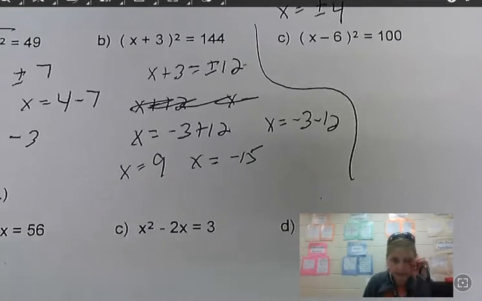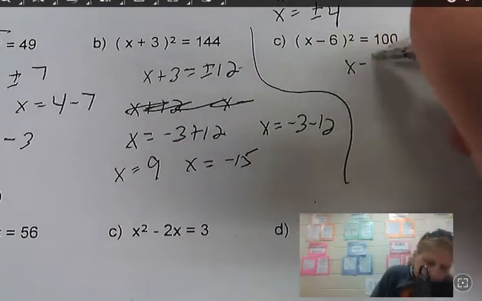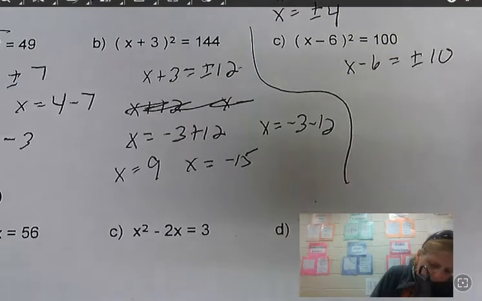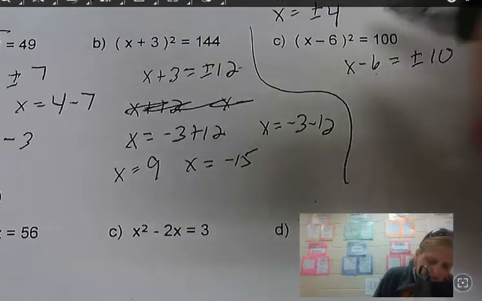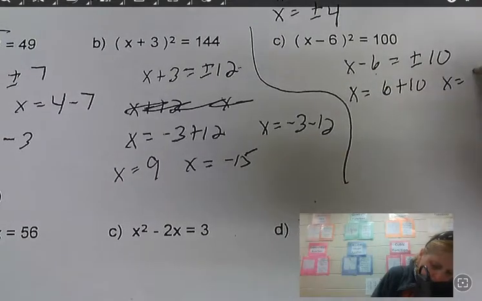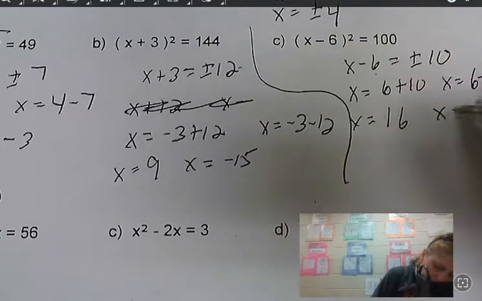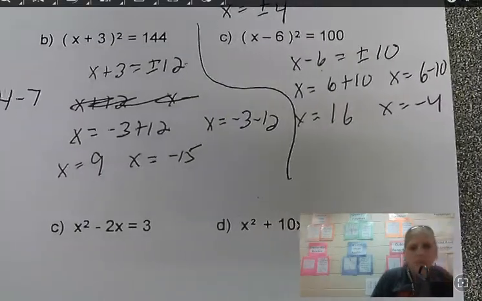Letter C of this section, take the square root. I get x minus 6 equals plus or minus 10. Add 6 to both sides, so x equals 6 plus 10, or x equals 6 minus 10. So x is 16, or negative 4.